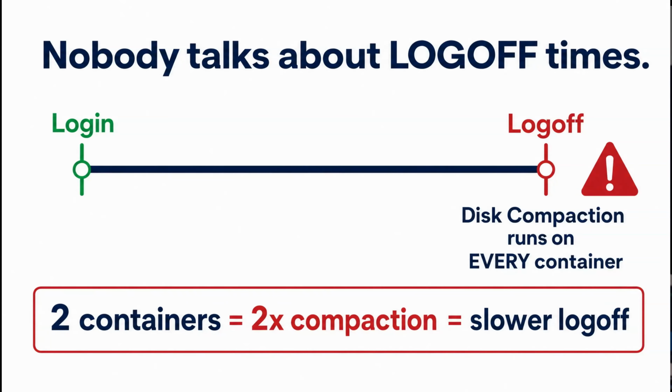Everyone obsesses over logon times, but FSLogix runs this compaction when the user signs out, and it does that on every container you've got. So two containers mean 2 rounds of compaction. Add Cloud Cache into the mix, and the sign out gets even slower still, because it's syncing everything out to your storage providers before it lets the user go.